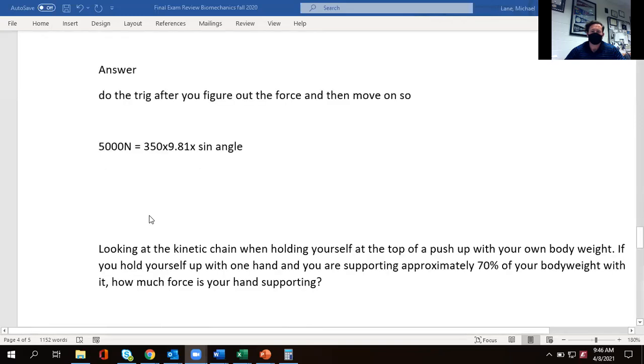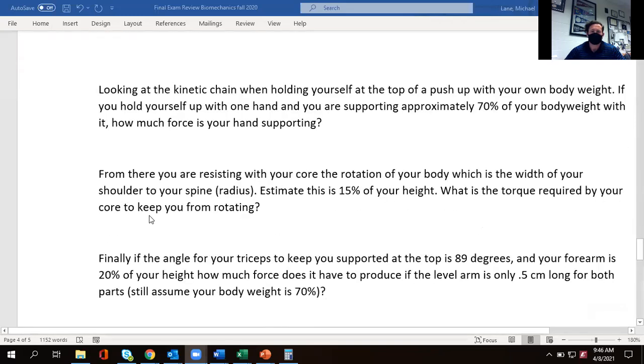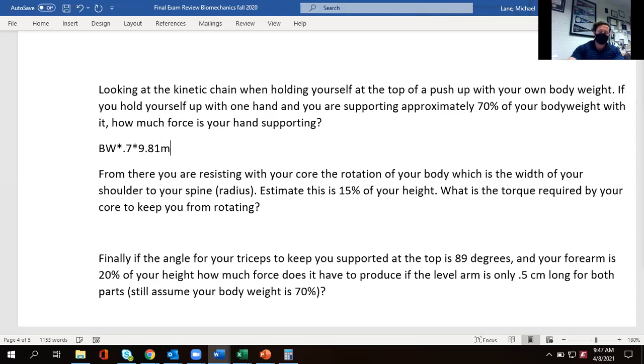So the next question was meant to be pretty hard. Holding yourself at the top of the push-up with your own body weight. If you hold yourself up with one hand and you are supporting approximately 70% of your body weight with it, how much force is your hand supporting? Okay, so this is pretty easy. You're literally just going to take your body weight and then multiply that by 0.7 because it's 70% of your body mass. And notice it's force though, so we need to multiply that by 9.81 meters per second squared.